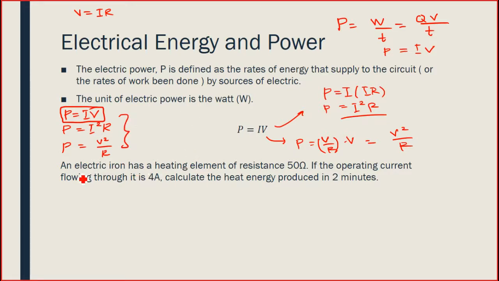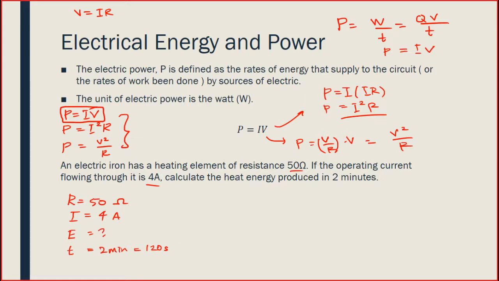So this is a question that we have. An electric iron has a heating element of resistance 50 ohm. If the operating current flowing through it is 4 ampere, calculate the heat energy produced in 2 minutes. So you want to find the heat energy. Heat energy is energy, so energy in 2 minutes. So time is 2 minutes. Always change to seconds. So 2 times 60 is 120 seconds.